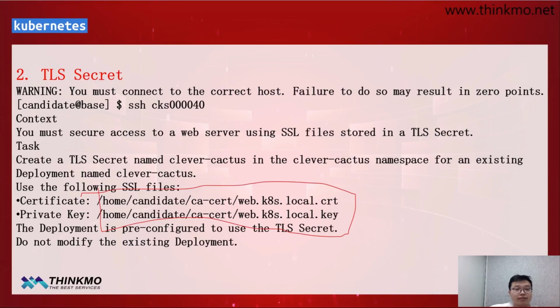In the clear namespace, there is an existing deployment, specifically named clear. For our current and existing deployment, we need to create a new TLS secret, which will be named clear. That is the primary and most crucial requirement of this question, forming the main content and core objective. Next, let us take a closer look at the situation.